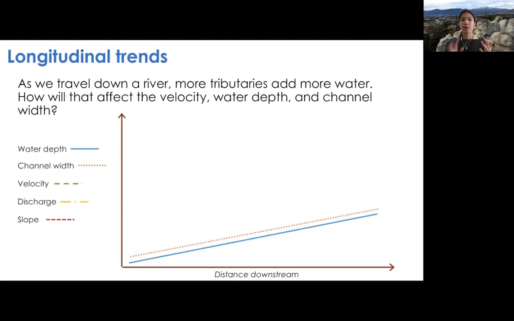Going along with the increase in channel depth is going to be an increase in the channel width. And again, that has to do with that accommodation of more water. There's just more things that need to be held in the channel. So the channel is going to get larger, both wider and deeper.